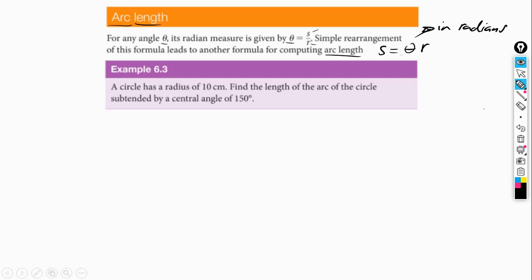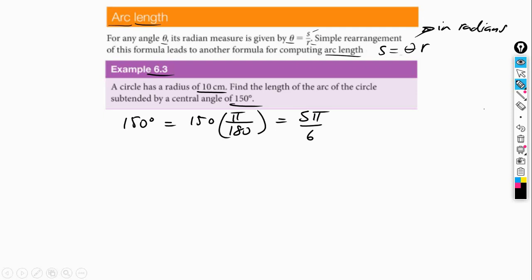So let's take a look at example 6.3. And it says, a circle has a radius of 10 centimeters. Find the length of the arc of the circle subtended by a central angle of 150 degrees. So the first thing we need to do is convert this to radians. So again, 150 degrees is equal to 150 times pi over 180. And this is going to be 5 pi over 6 radians.